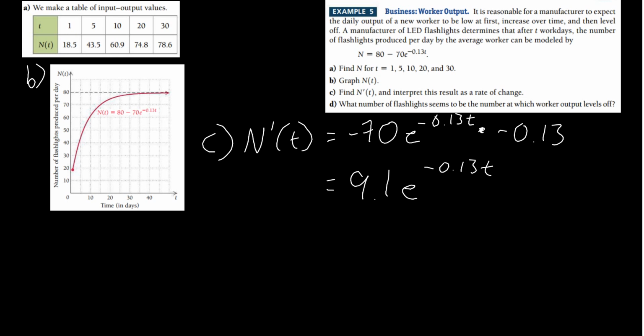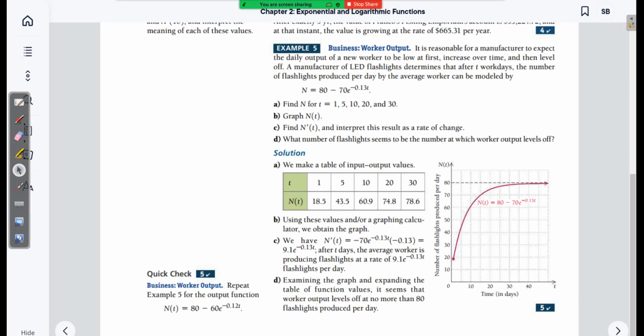And then D, I guess we don't want to figure out any sort of rate of change there. But D, what number of flashlights seems to be the number at which worker output levels off? Now, we could do this looking at the function or graphically, and at this point we are going to be looking at this graphically, because we haven't really gone over how to look at it algebraically, but it's pretty easy. It's just 80, the carrying capacity, I think. But if we just look at this graph, we do indeed level off at 80. So looking at the graph, the longer you're there, you're tending towards making 80 LED flashlights per day. And I believe that is the last bit.